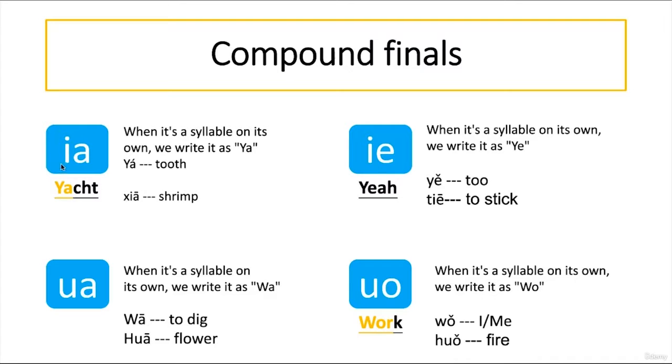Ia. This sound is similar to YA in yacht. Read it after me. So when it's a syllable on its own, we write it as YA, not IA. For example, 牙 means tooth. 虾 means shrimp. Ie. This sound is similar to yeah. When it's a syllable on its own, we write it as YE. So read it after me.